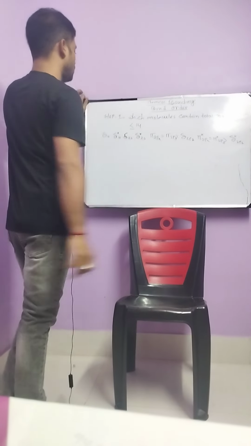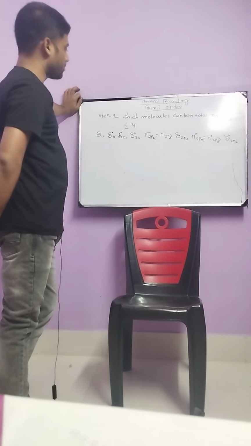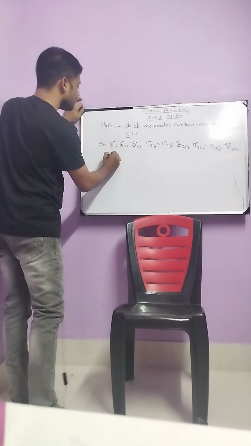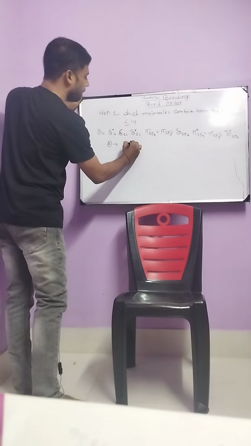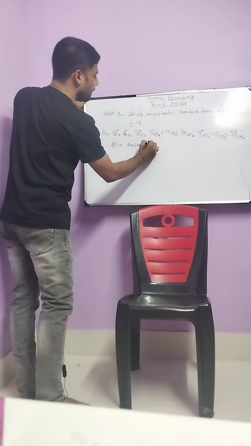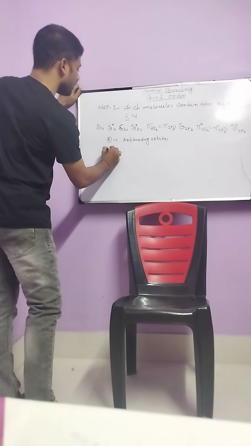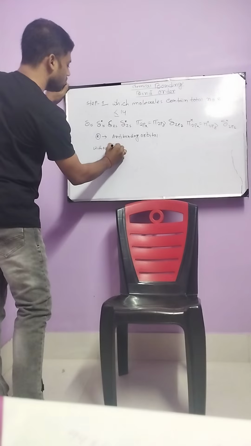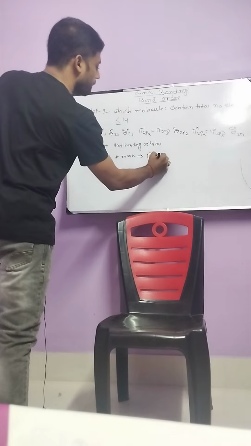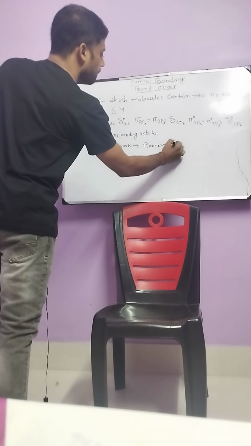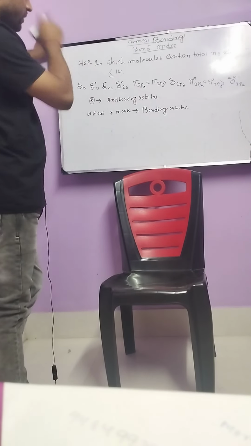The confusing part at first is the star mark versus no star mark. The star mark denotes an anti-bonding orbital, and without a star mark denotes a bonding orbital.